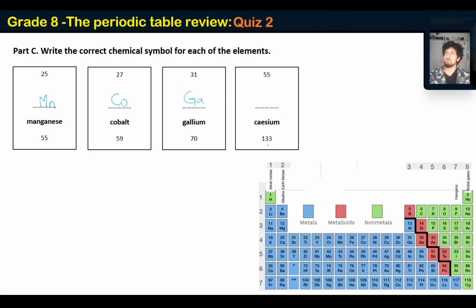Number 31. Gallium. Ga. And don't forget, it has to be in capitals, right? And cesium, well, that's that powerful alkali metal that explodes, right? So it's over here, 55. That's the atomic number of cesium. That's how many protons it has. And it's Cs.